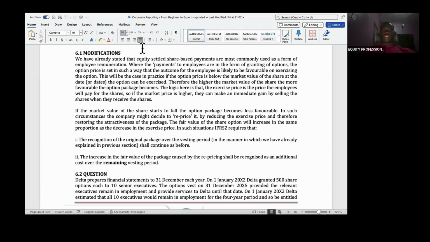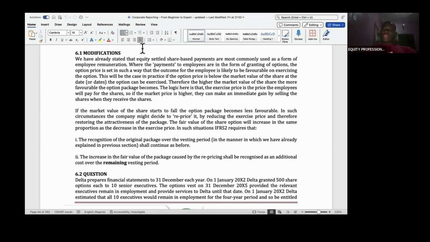And for equity settled share-based payments, we saw that such is usually granted by the employer by giving either shares or share options. And when it is a transaction between the employer and the employee, this equity settled share-based payment is usually measured at the fair value of the option at the grant date. So it's measured at the grant date.